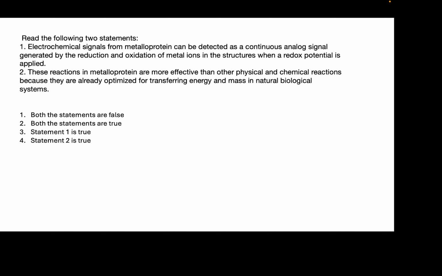read the following two statements. First, electrochemical signals from metalloprotein can be detected as a continuous analog signal generated by the reduction and oxidation of metal ions in the structure when a redox potential is applied. Second, these reactions in metalloproteins are more effective than other physical and chemical reactions because they are already optimized for transferring energy and mass in natural biological systems.